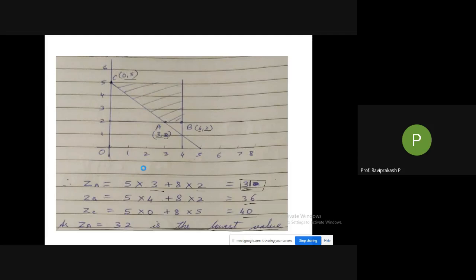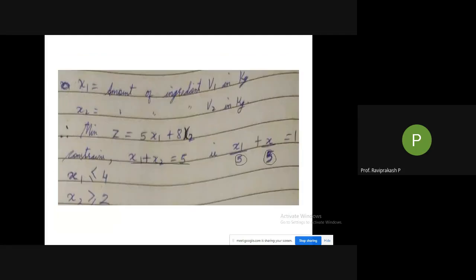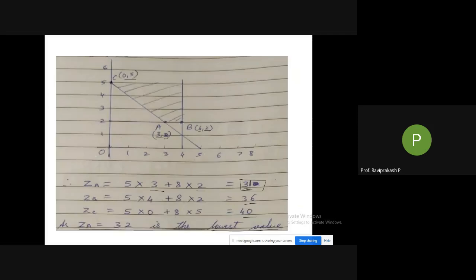Okay. Then comes x1 less than or equal to 4. Less than or equal to 4 in the sense here only x1 is there. So first you need to draw a line at 4. So x1 is equal to 4. I'll go back. X1 is this. At point 4, I'll draw a straight vertical line. Okay, this is my line.